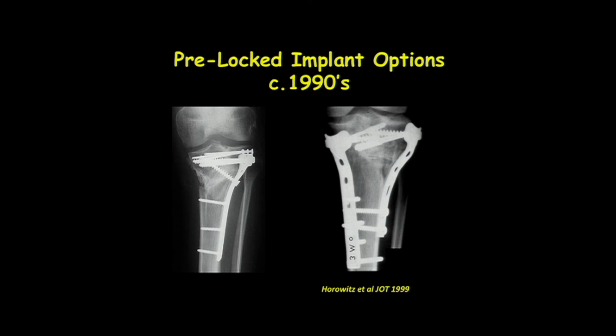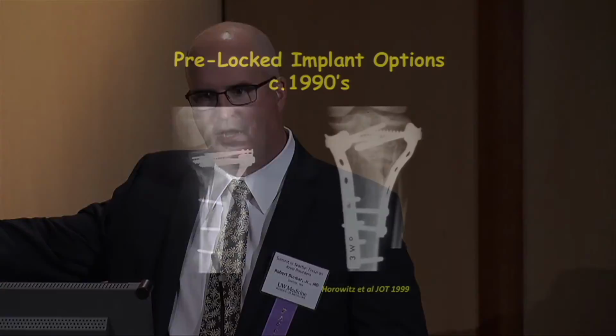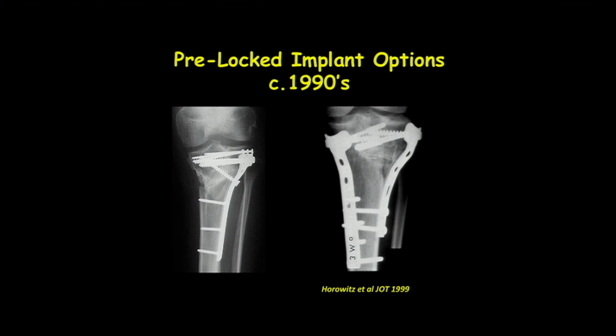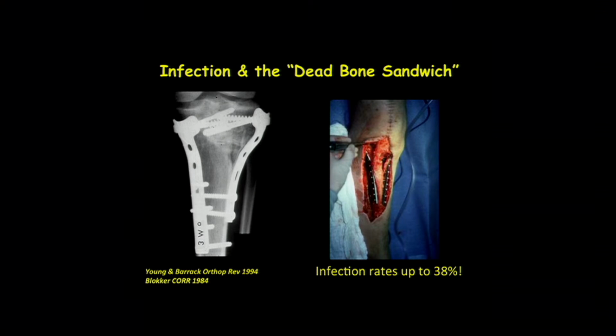So not so long ago, really only in the 1990s, before we had locked implants, we used conventional screws and plate systems typically for these fractures, and they often went into varus. We learned from Dan Horowitz that a double plate construct in a biomechanical study was substantially more solid, not surprising, right? So the problem with this was that if you did this through the used anterior approach, the infection rates were up to the high 30%. And that's just unacceptable, right?